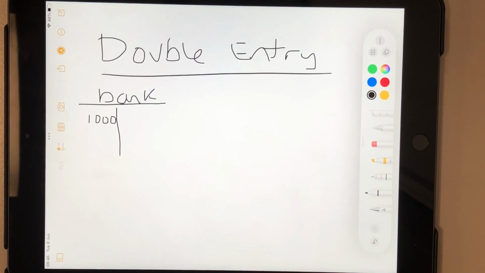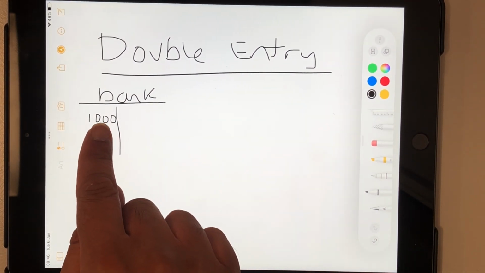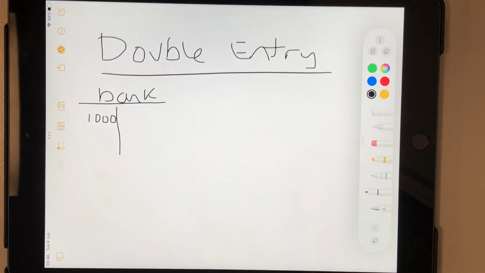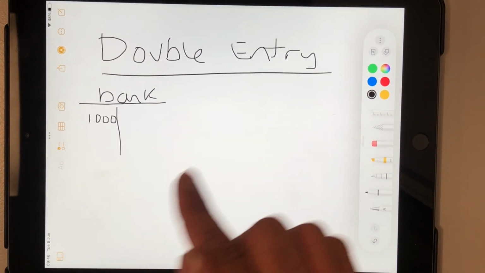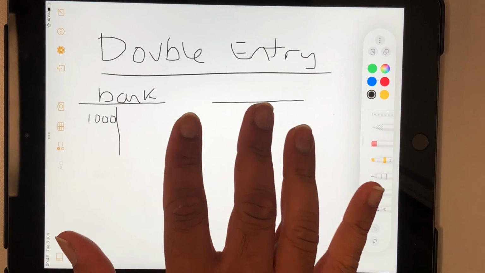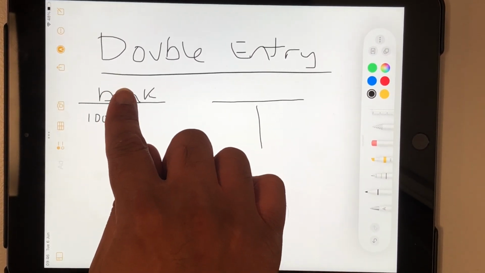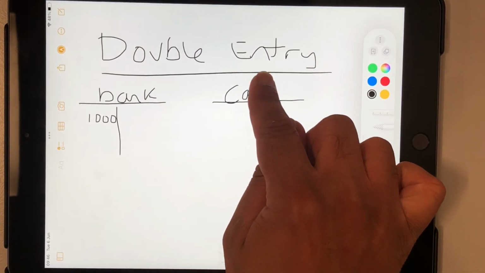Now, this is called double entry bookkeeping, and the reason it's called double entry is that every transaction will have two entries. Double meaning two. What does that basically mean? It means if you put a transaction here, then you've got to put another transaction somewhere else. So we're going to have another T account. Every transaction has got to have two T's. So we're going to have one called bank, and we're going to have another one called capital.